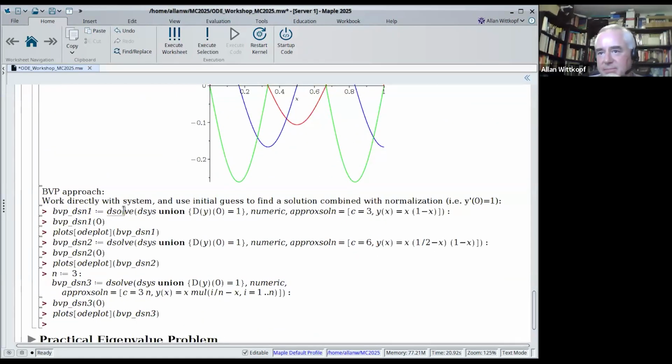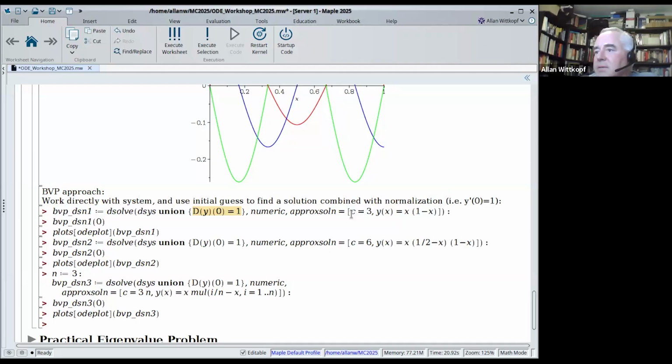BVP approach, right? Okay, so how do we do this with a boundary value problem solver instead of an initial value problem solver? Well, one, you still need your normalization condition. The reason you need that is, again, the zero solution is always a favorite, and you want to avoid that one.